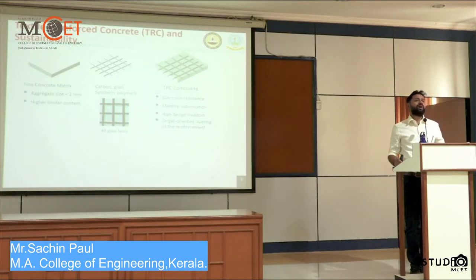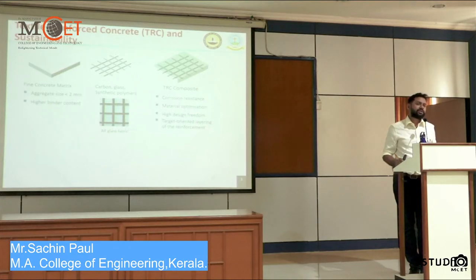For example, imagine you are constructing something in a marine environment. You have steel inside these materials and it starts to deteriorate very fast because of the corrosion effects of chlorides in the marine environment. So these are some of the biggest disadvantages of reinforced concrete construction, that you have a high possibility of corrosion in the system. Material optimization: you only need very thin sections with textile reinforced concrete.